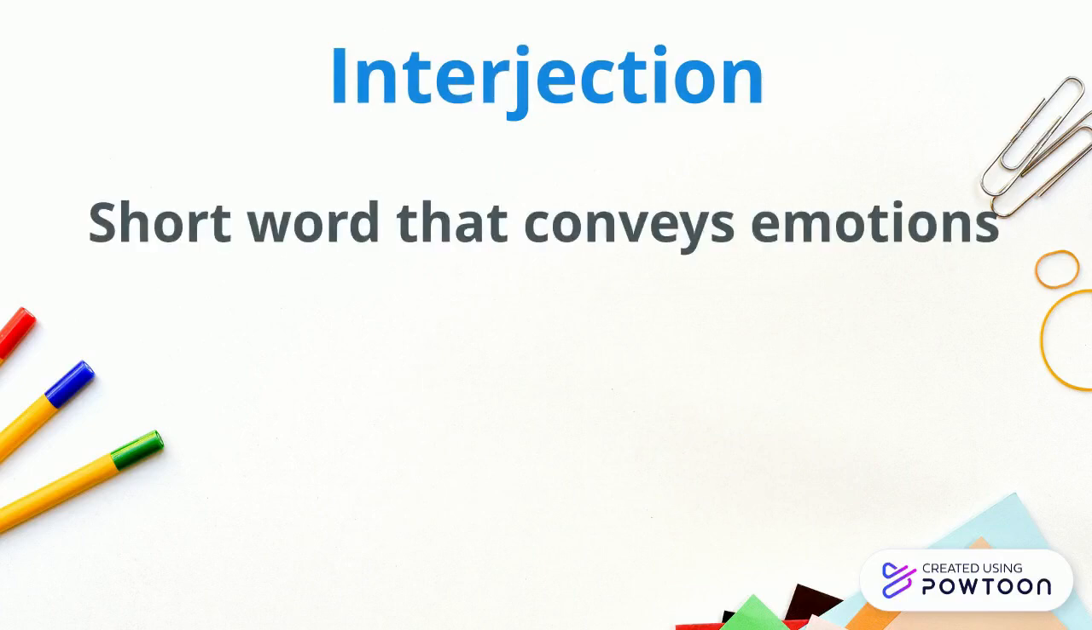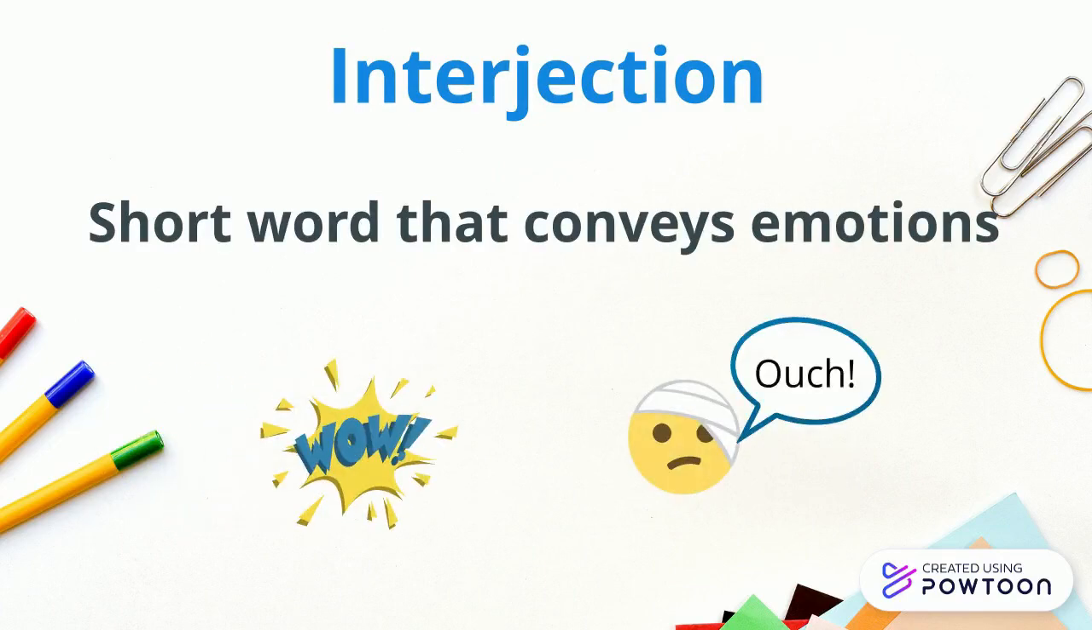Interjections are short words or phrases like wow or ouch, which are used to convey a particular emotion. Interjections are usually not used in academic English.